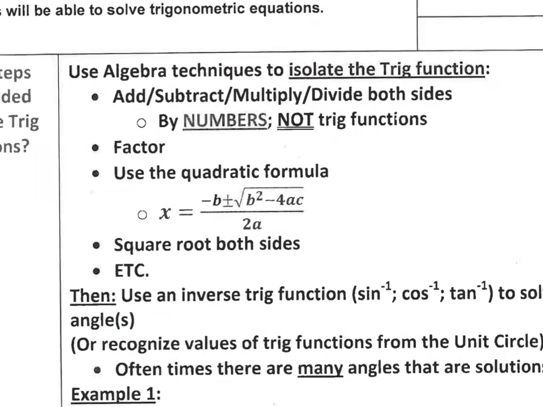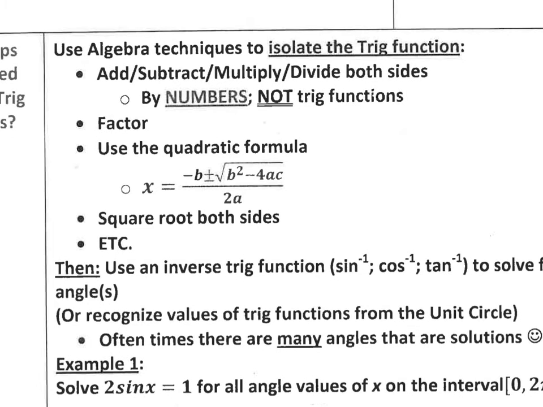So you always want to use some algebra techniques to get the trig by itself. So add, subtract, multiply, divide. You're doing that by numbers, not by the trig functions. So you always kind of want to leave them where they are. If you do have multiple terms, you do want to get them on one side, and we'll do an example like that. You could factor. You could use a quadratic formula. I'm going to show you that one. Square root both sides. Really whatever you need to do to solve each question.